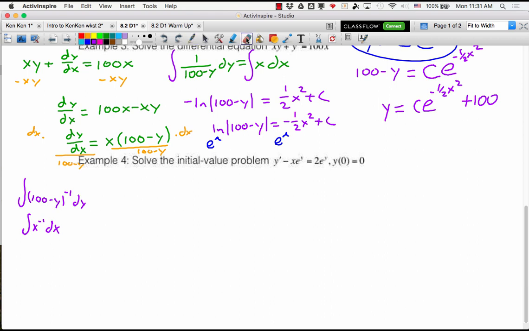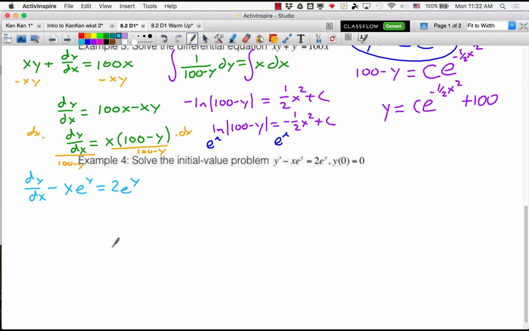Okay, let's try number 4. Solve the initial value problem. We'll start off with blue. We got dy dx. First step is to take your derivative and write it as dy dx, minus x e to the y equals 2 e to the y.